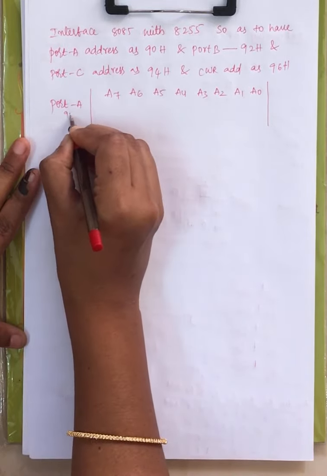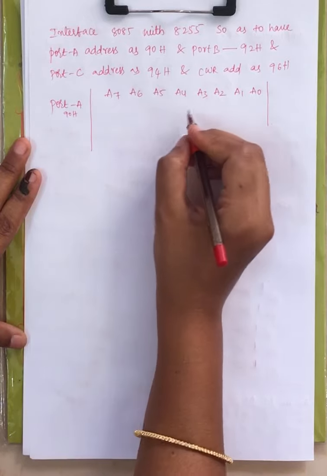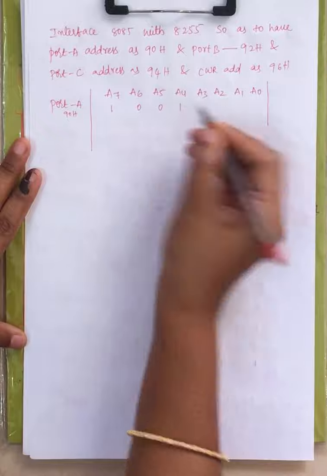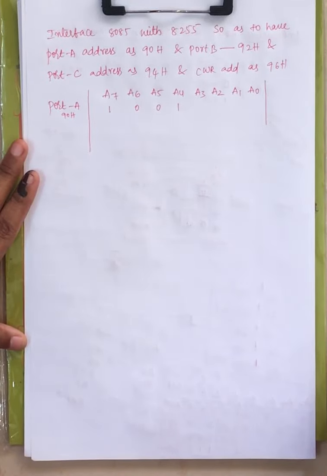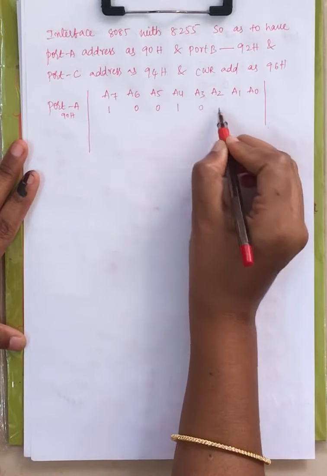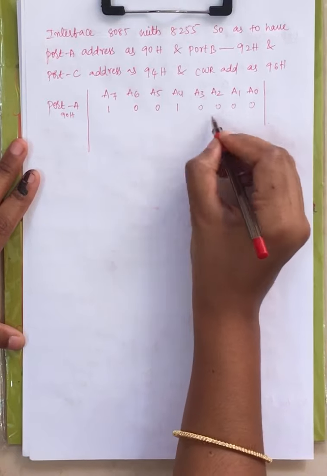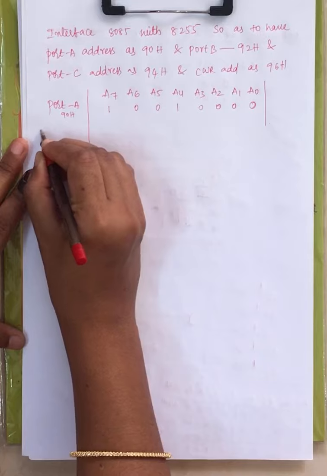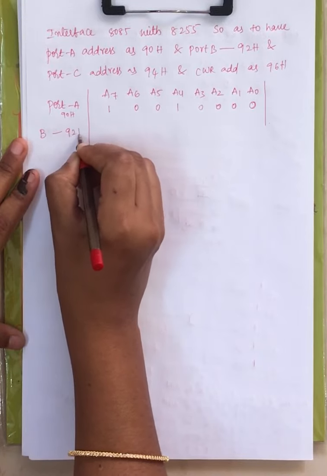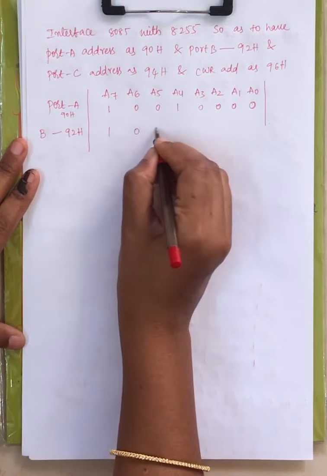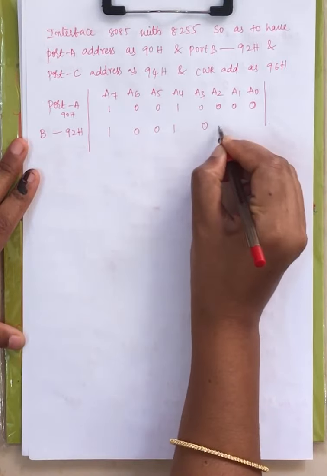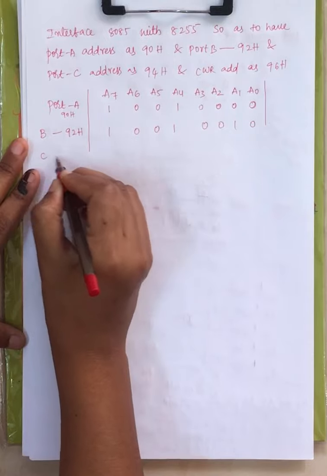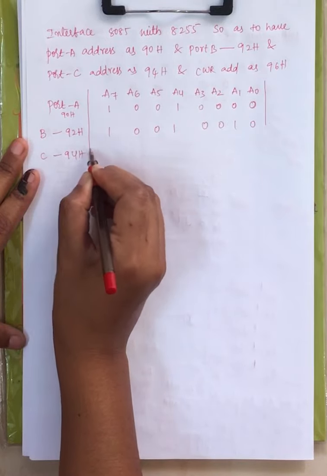Now what is the address of port A? 90H, right? Represent in binary form, that is 4-bit form. 1001, which indicates 9. And the remaining are all zeros, right? Now what is the port B address? Port B address is 92H, right? 1001 0010, right? Now port C address is 94H.